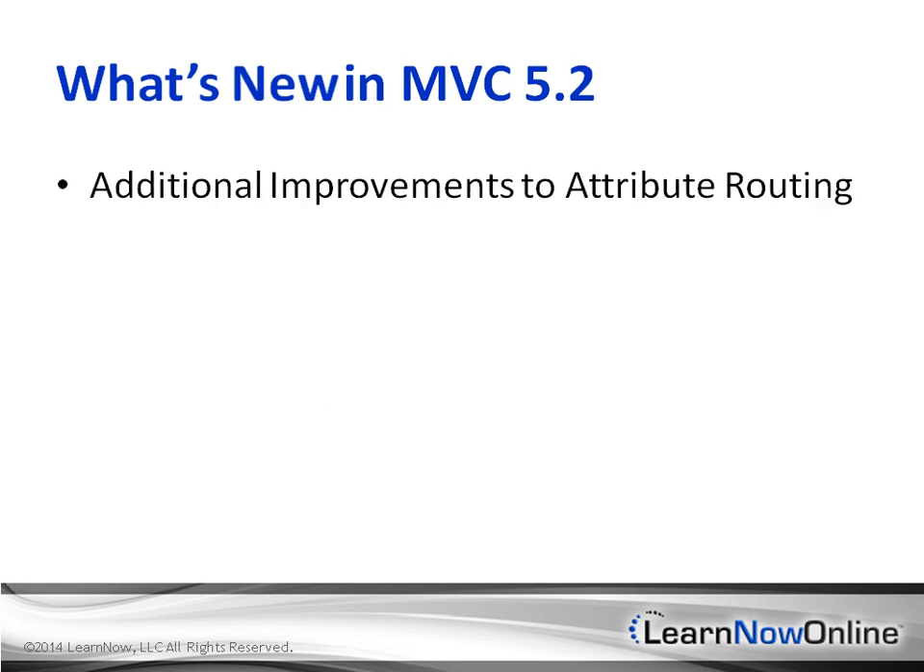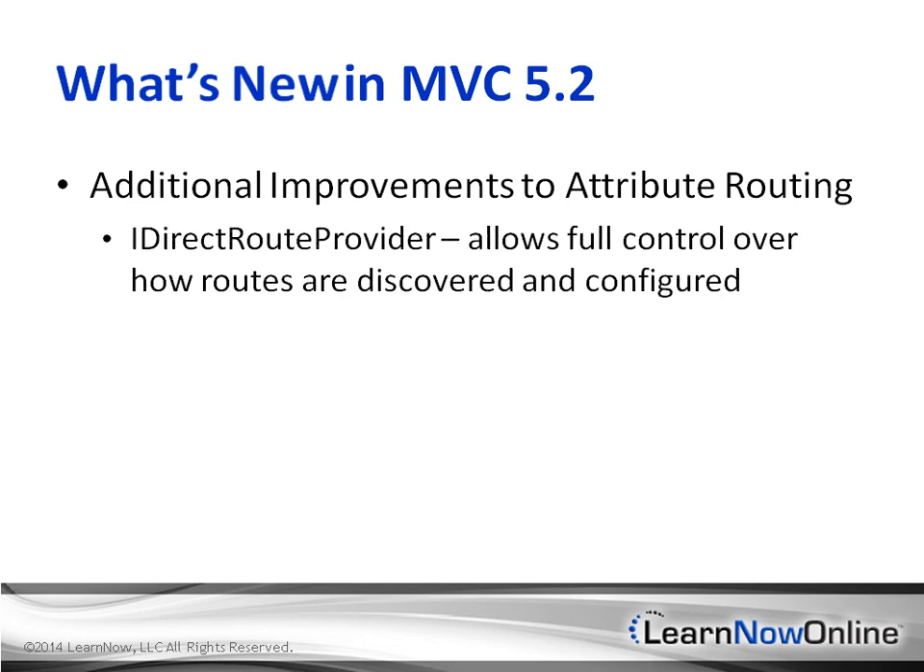And then finally, what's new in MVC 5.2? Some additional improvements to attribute routing. Basically, there's now a new interface, IDirectRouteProvider, which according to Microsoft allows full control over how routes are discovered and configured.